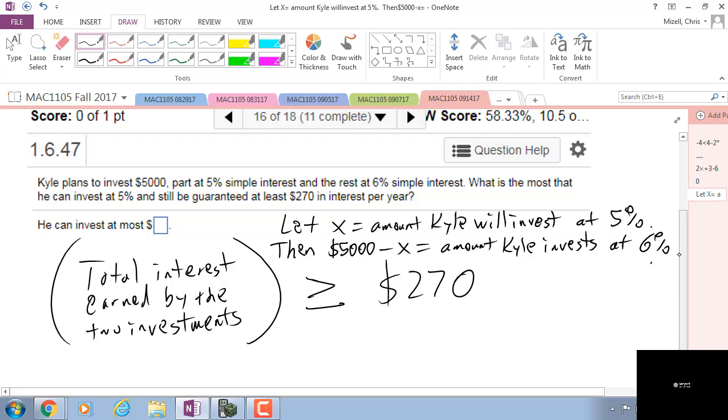If you're looking at that and thinking, oh, what, I'm coming up with that $5,000 minus X expression on my own, then when you get to this MyMathLab problem, or maybe you finished this MyMathLab problem many days ago, I don't know, but when you look at this, think about where that expression came from. If you invest $2,000 at 5%, then the rest, or $3,000, which you could get by subtracting from $5,000, has to be invested at 6%.